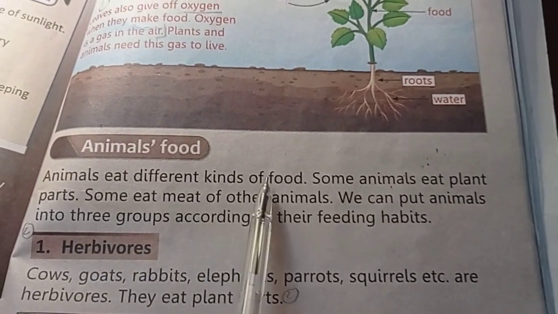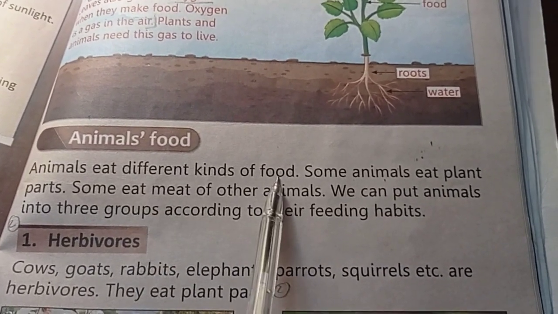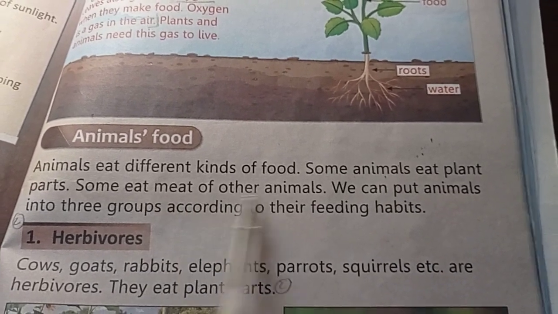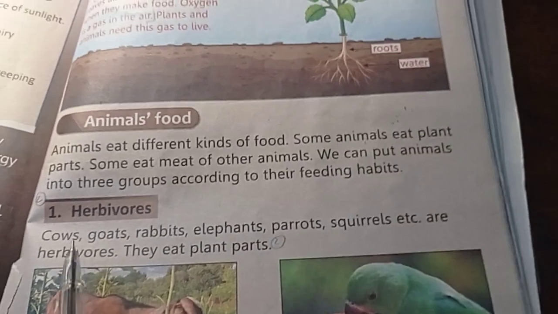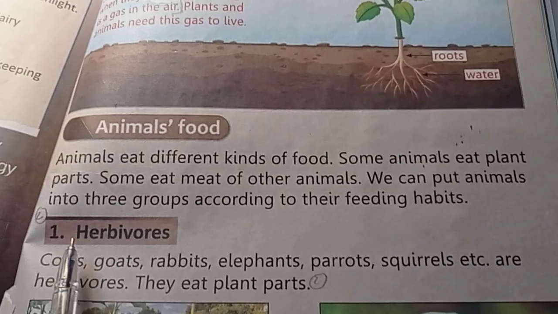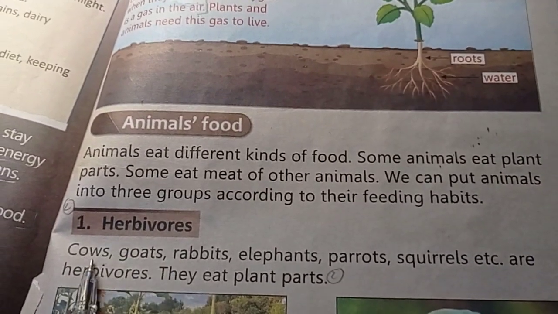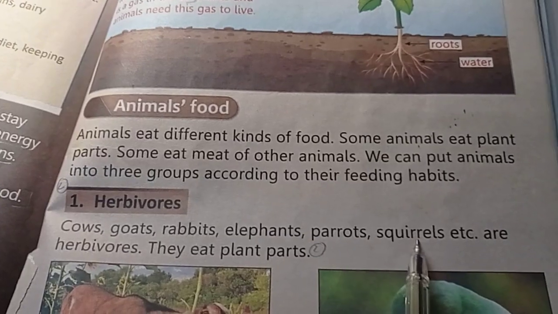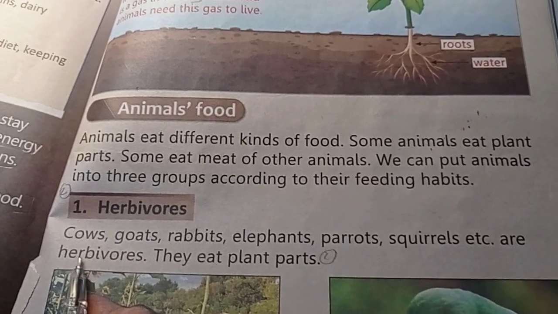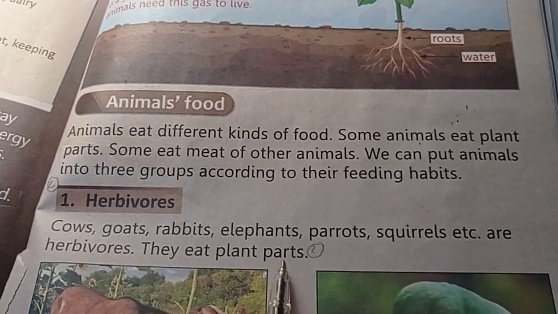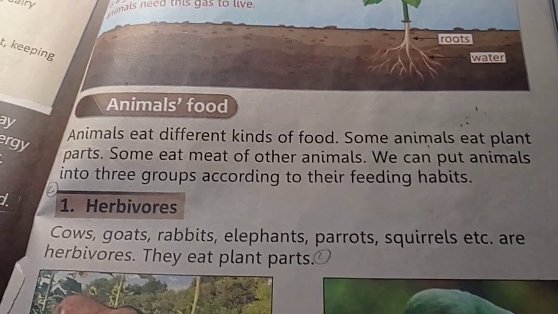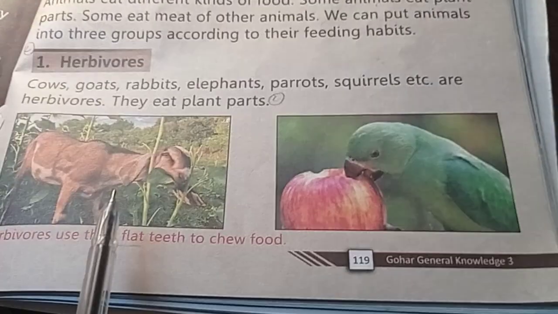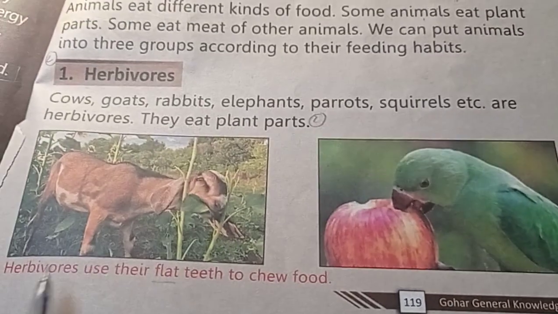There are different kinds of animals, and we divide the animals into 3 groups, which eat the meat, the plants, or both. The first group is the herbivores. Cows, goats, rabbits, elephants, parrots, squirrels, etc. are herbivores. They only eat the plants or the parts of the plants. They don't like to eat meat or any other thing.